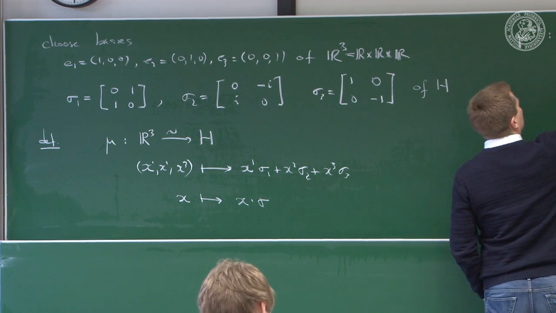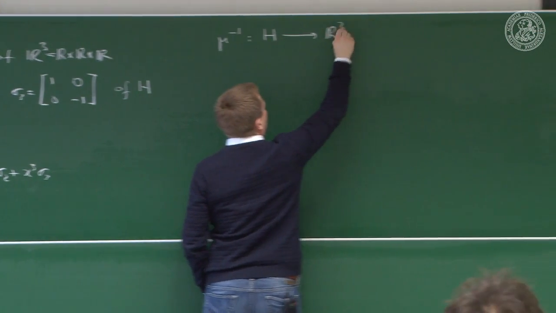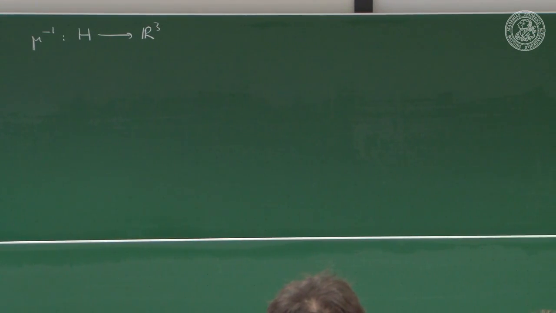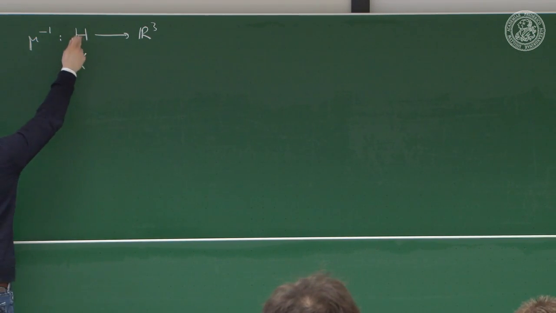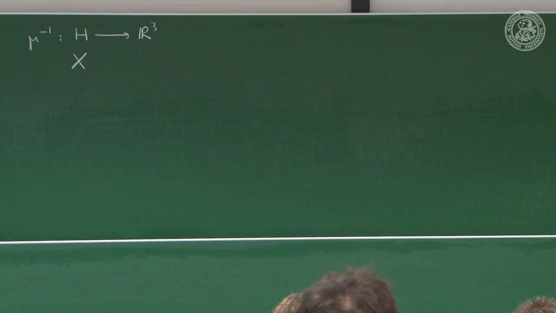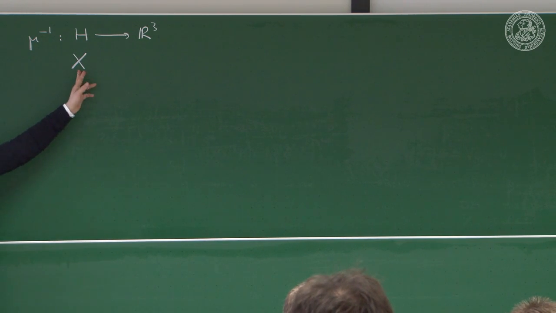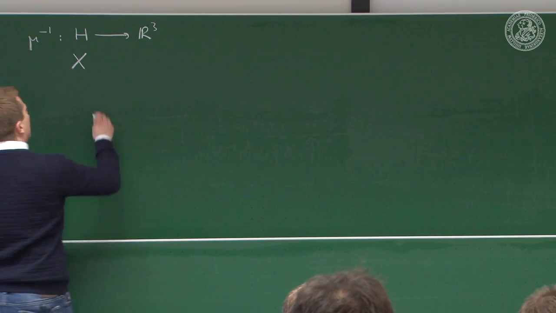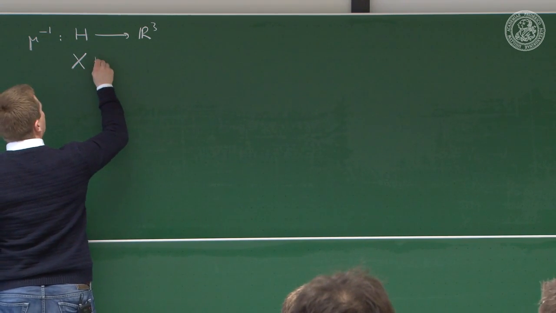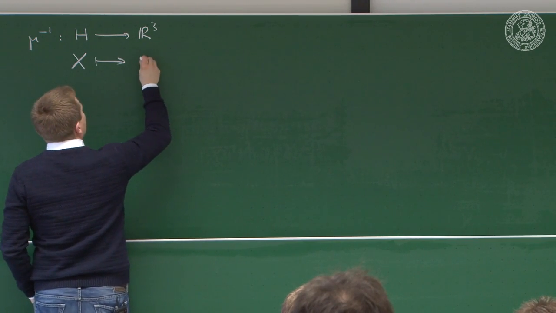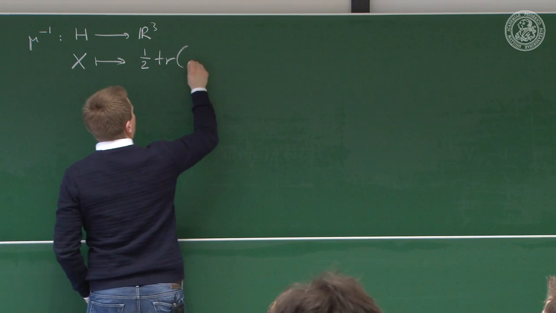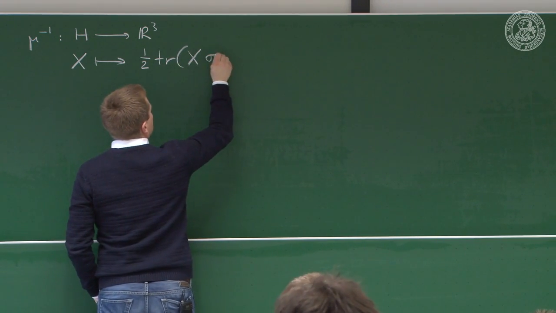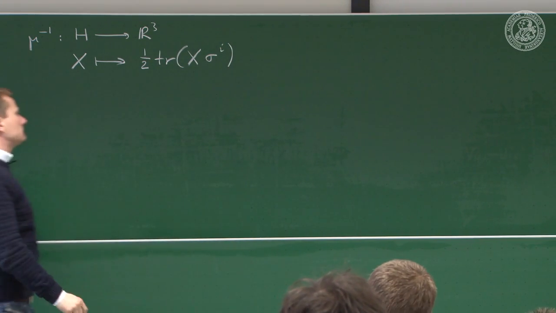So mu inverse from H to R3 is given how? Well, now you give a matrix capital X, which is a complex 2 by 2 matrix, but with the restriction that it be Hermitian and trace-free. Okay? And where do you send that guy? You send that guy to 1/2 times the trace of x sigma up I.